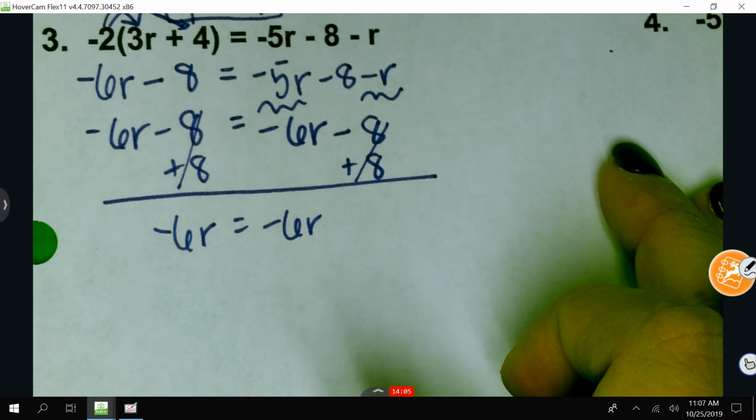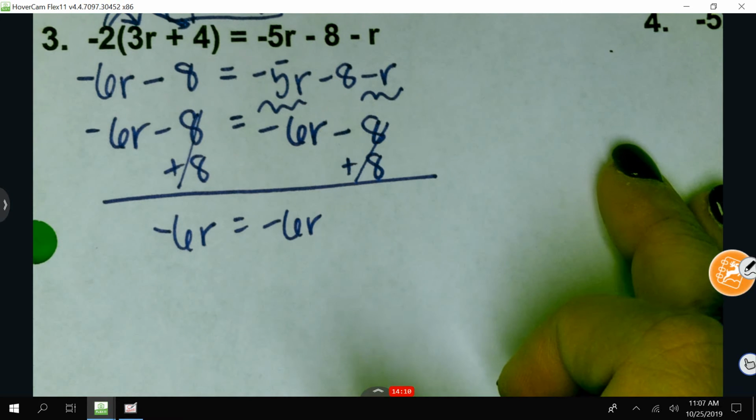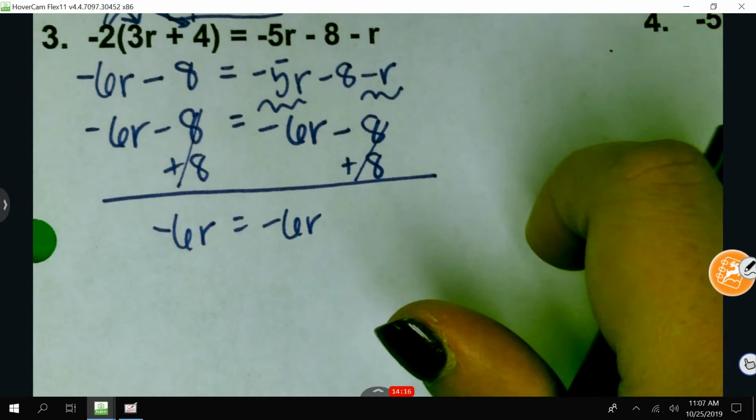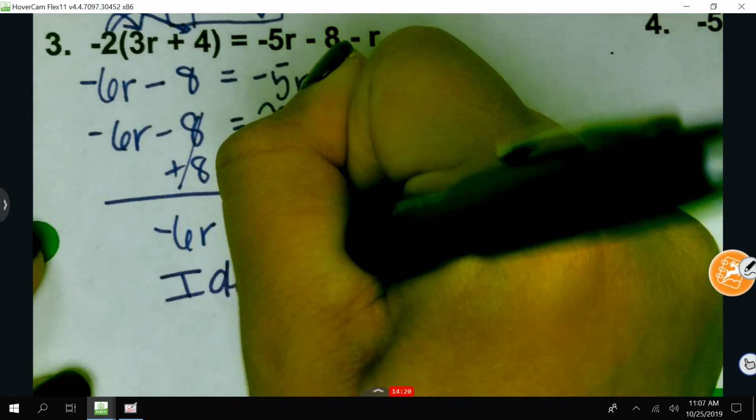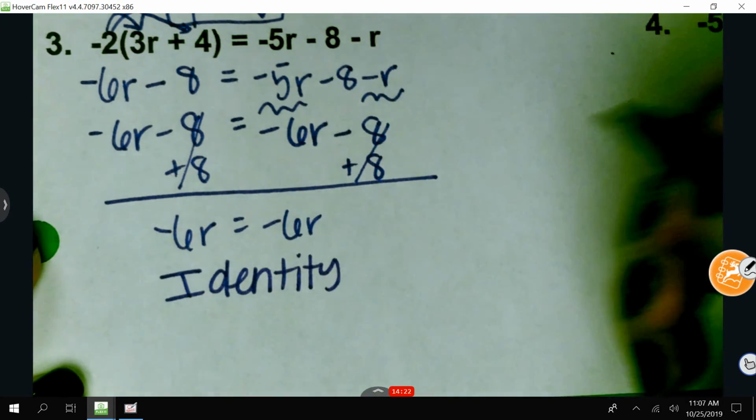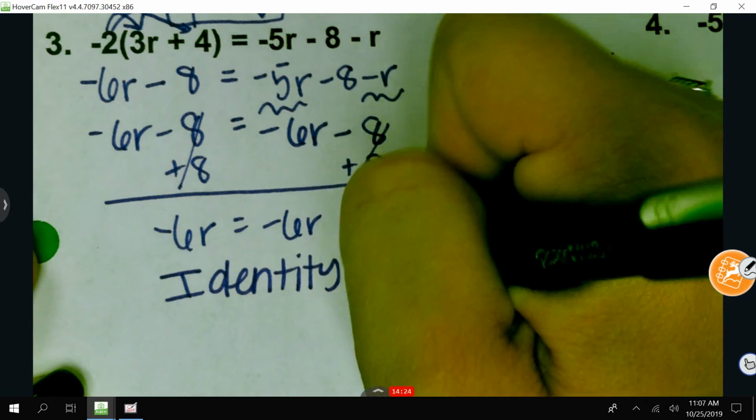Okay? The solution is everything. It doesn't matter what number I plug in, I will always have a true statement. So that's called your identity. So your answer is the identity. Okay? Which means all numbers.